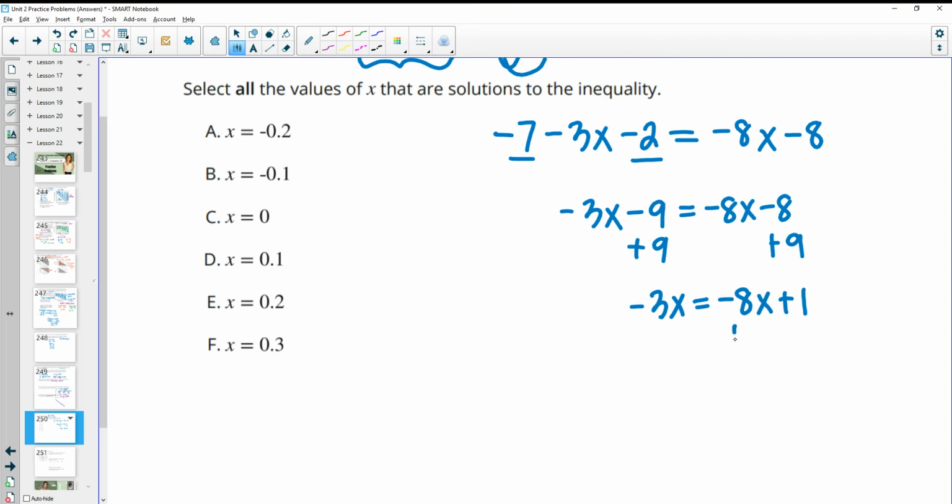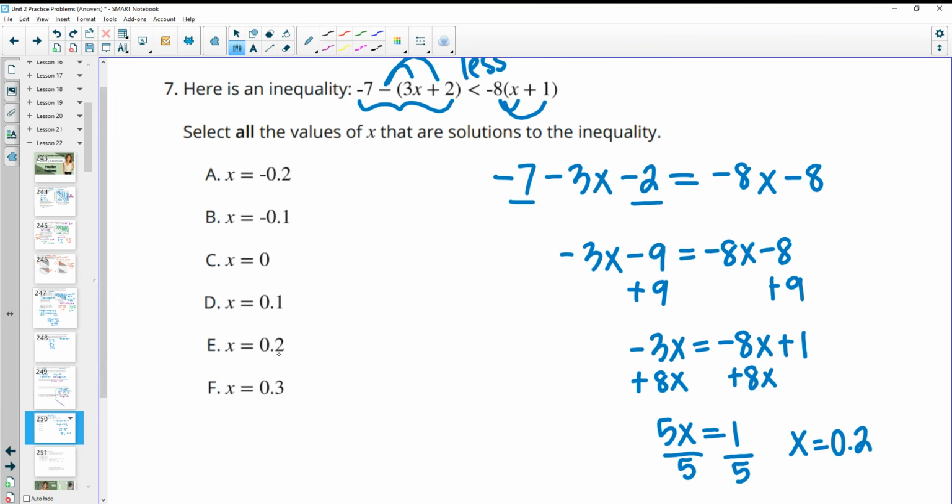Then I want to get those x terms together, so I'm going to bring this 8x over. So negative 8x, I need to add 8x to both sides. So negative 3x plus 8x is 5x. Negative 8x plus 8x is 0, so I'm left with 1. Then we can divide by 5 here. And we get that our boundary point is 0.2. So now what that did for me is now I know, okay, that 0.2 will equal both sides out.